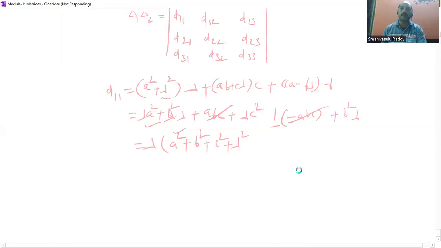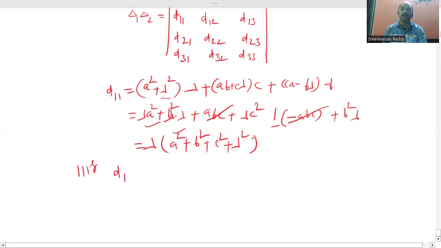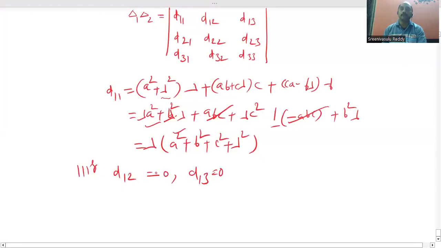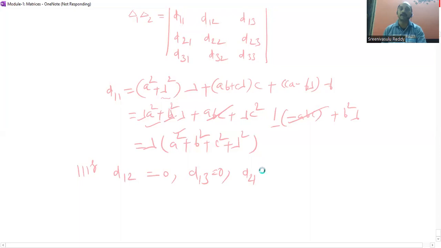Similarly, you can evaluate. We get D12 equal to 0, D13 equal to 0. D13 means first row of the first determinant, third row of the second determinant. D12 means first row of the first determinant, second row of the second determinant. So except diagonal, all entries should be 0.